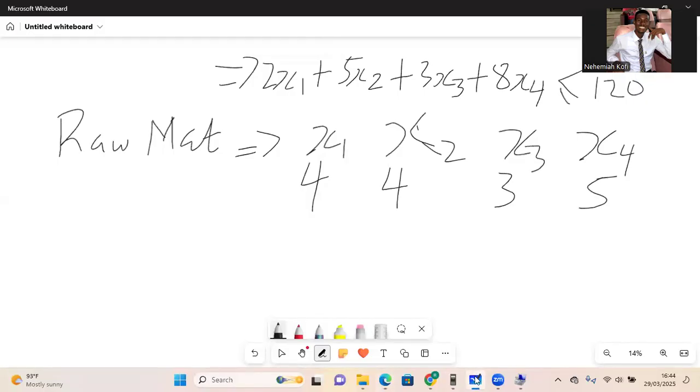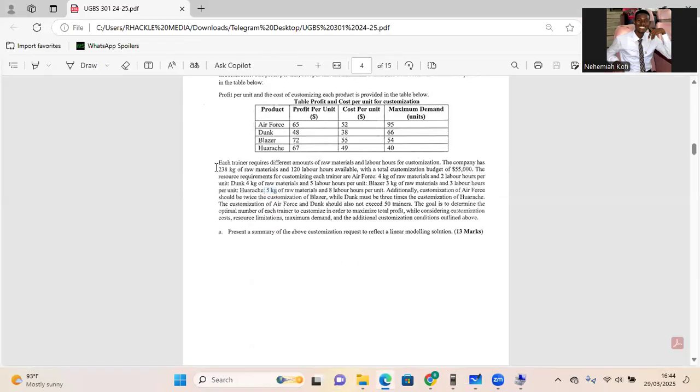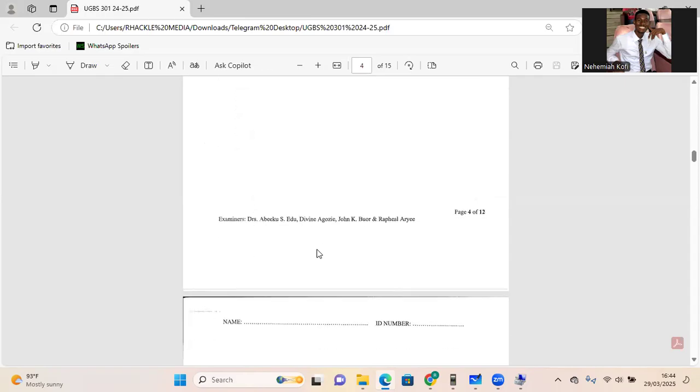Then you are done. So you now write it: 4x1 plus 4x2 plus 3x3 plus 5x4 is less than or equal to 238. Because 238 is what they said, that's the available raw materials that they are having. So basically, that's up to this point.